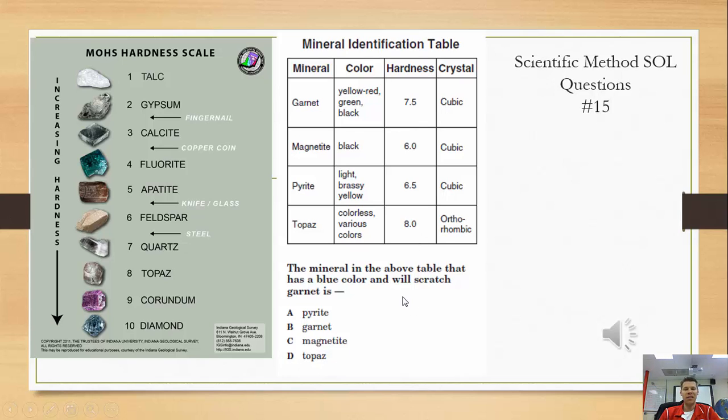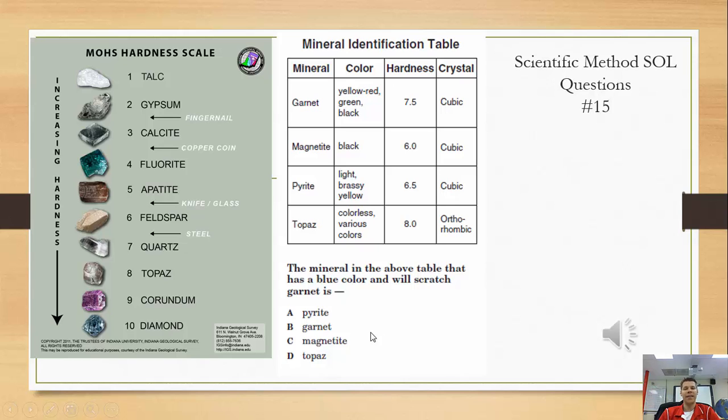But let's look at the easy way you could have gotten this right. The mineral in the above table that has a blue color. Well, garnet is yellow, red, green, and black. Magnetite is black. Pyrite, fool's gold, looks a little gold. Light brassy yellow, or a little bit gold. Topaz is colorless. Well, that's not blue. And various colors, meaning many colors. So one of those colors could be blue.